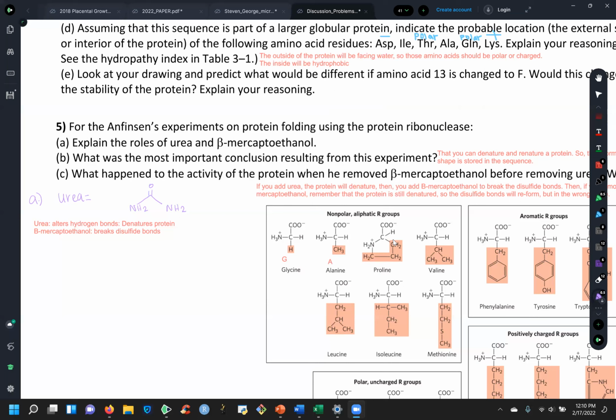So again, in terms of terminology, these are two of the terms we have to memorize. Urea disrupts hydrogen bonds. In other words, it denatures proteins. Beta mercaptoethanol breaks disulfide bonds.